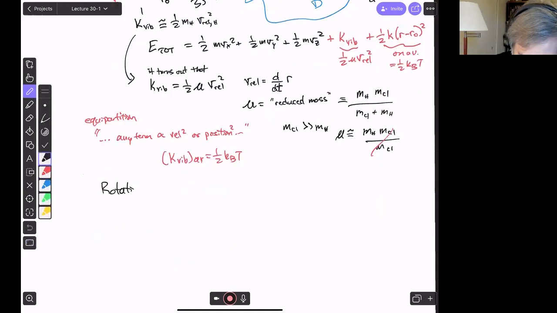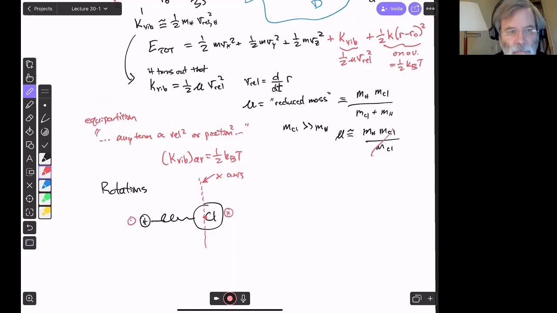So let's talk about rotations. Just going to redraw our molecule here, the hydrogen and the chlorine. We said the center of mass is about here. So for example, it could rotate about this red axis, and let's call that the x-axis. At some instant in time for that rotation, the hydrogen atom would be coming out of the page and the chlorine atom would be going into the page, but with a much smaller velocity because the rotation center is so close to the center of the chlorine atom.